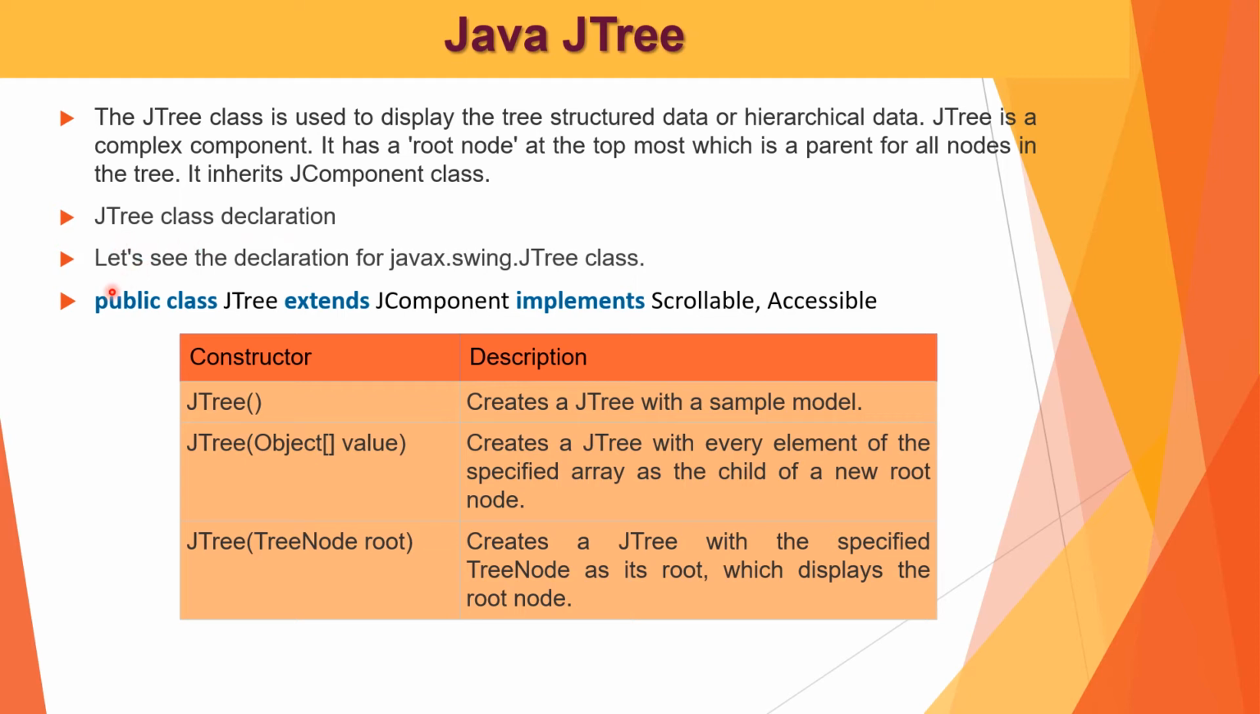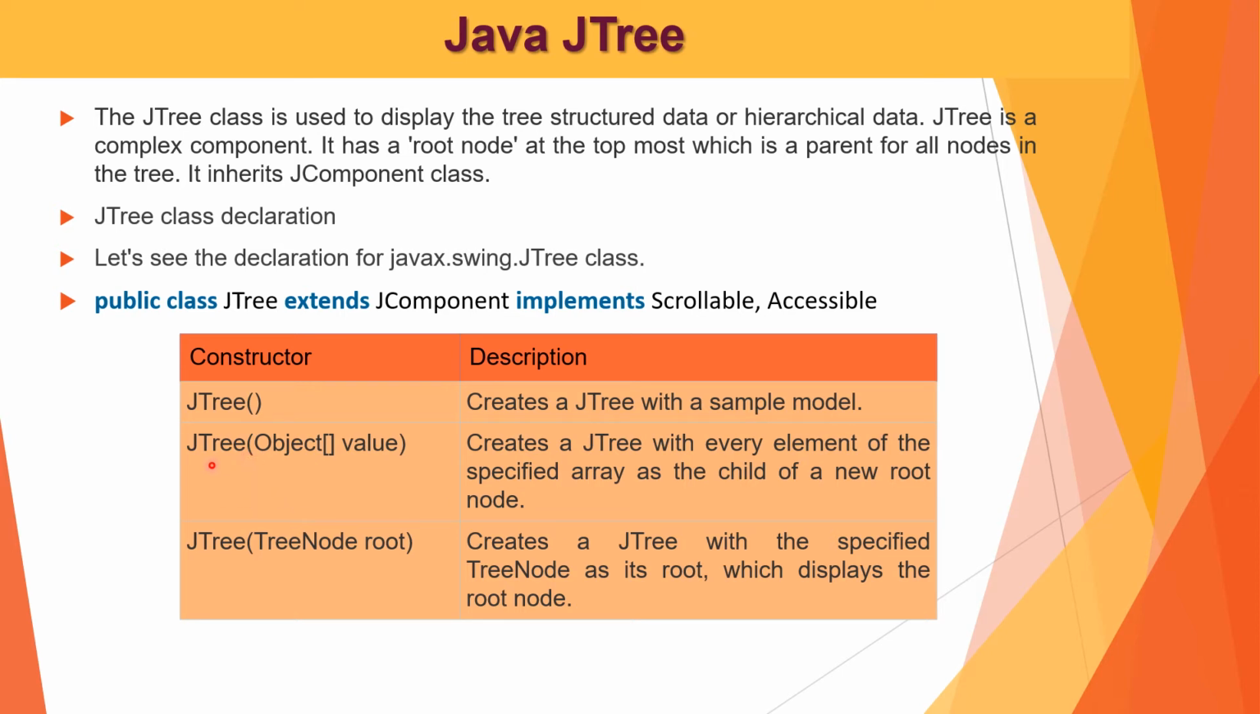Now let us see the declaration of the javax.swing.JTree class. That is, public class JTree extends JComponent implements Scrollable, Accessible. Now it has some constructors. The first constructor is JTree, and the description says that it creates a JTree with a sample model.